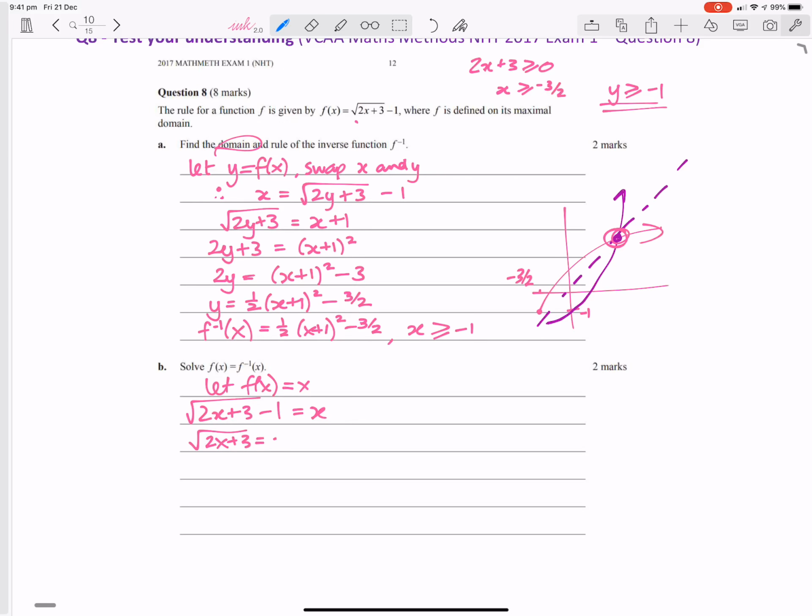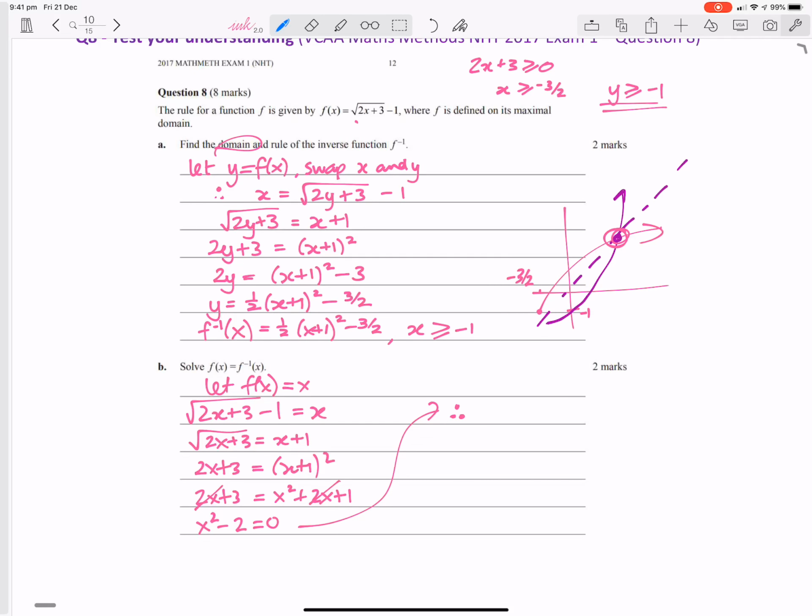2x plus 3 is equal to x plus 1. Square both sides. 2x plus 3 is equal to (x plus 1) squared, which is x squared plus 2x plus 1. Okay, the 2x's will cancel, and then if we bring the 3 to the other side, we get x squared minus 2 is equal to 0.